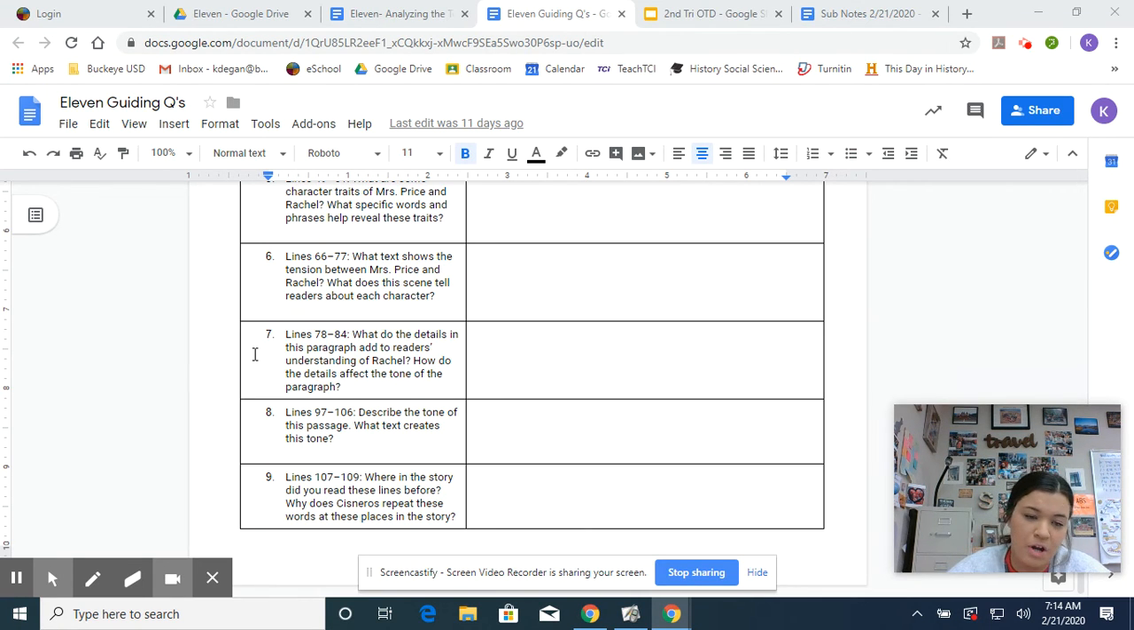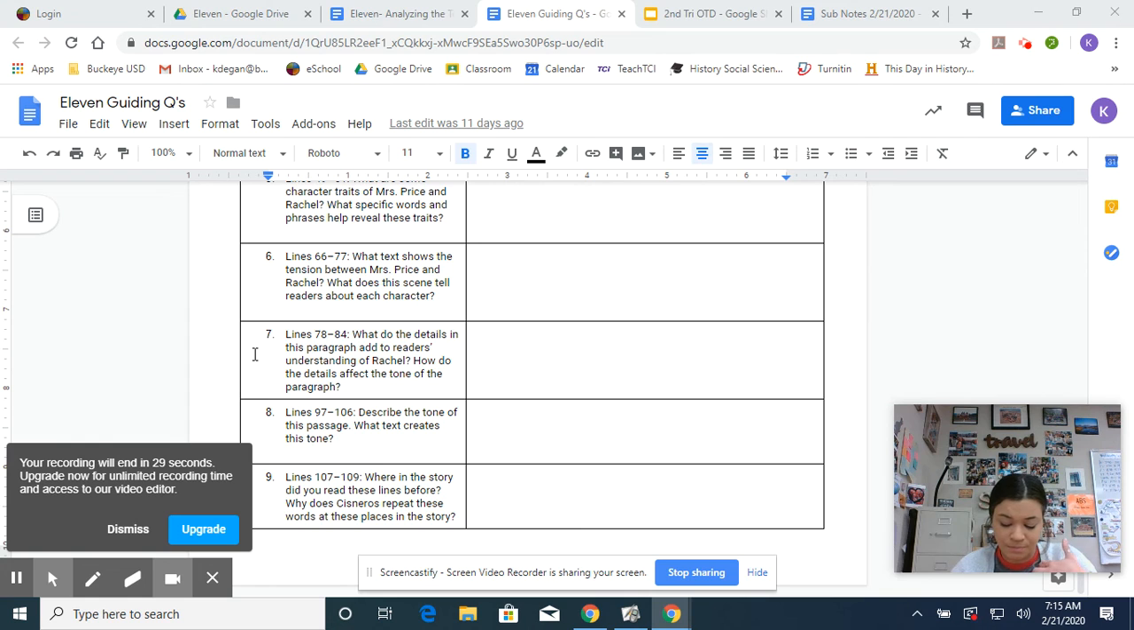Okay, last question, number 9, lines 107 to 109. Where in the story did you read these lines before? Why does Cisneros repeat these words at these places in the story? We kind of talked about this yesterday, but they emphasize Rachel's idea of birthdays, that they don't mean anything immediate. They don't give this immediate knowledge or maturity. But growing up is this long process, and sometimes you step back to this younger age, even if you don't want to. Remember, she says she feels the 3 in her eyes because she wants to cry.